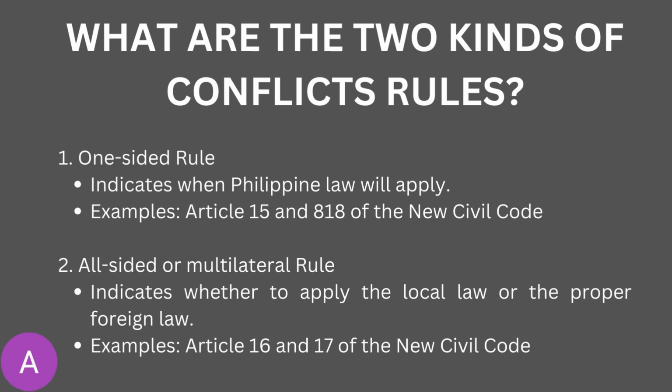In the first example, Philippine law is applied if the property is found in the Philippines. If it is found in a foreign country like Japan, Japanese law applies. In the second example, if the contract was executed in the Philippines, its form and solemnities are governed by Philippine law. If it is executed in a foreign country, say in England, then English law will apply.